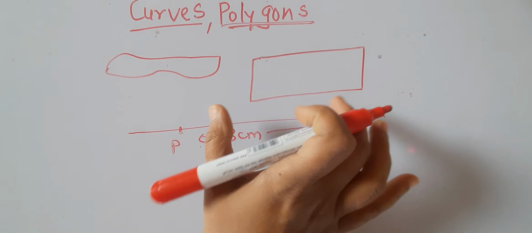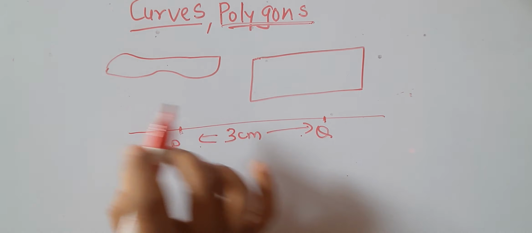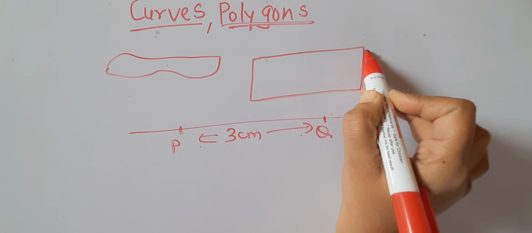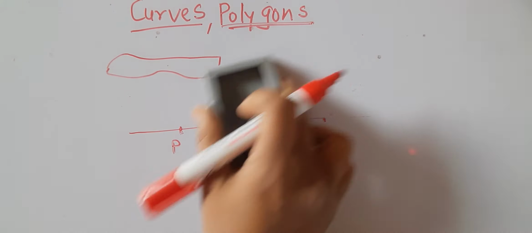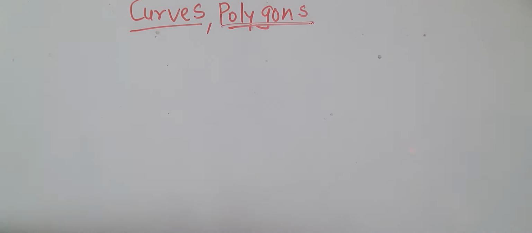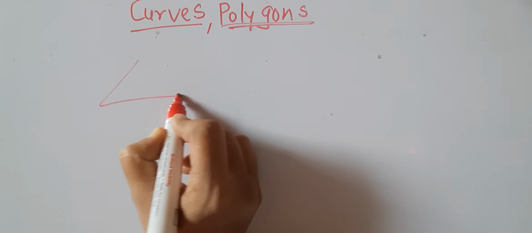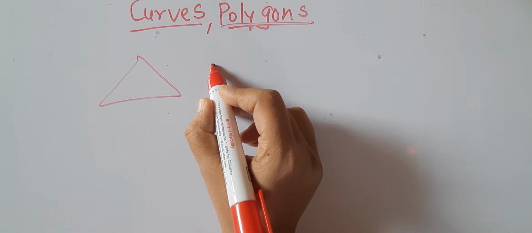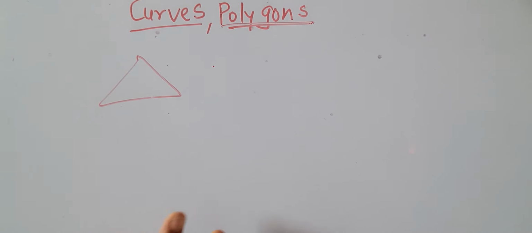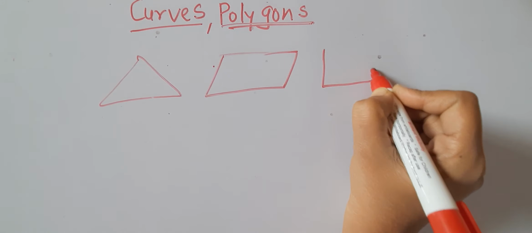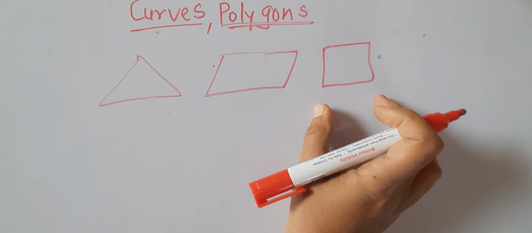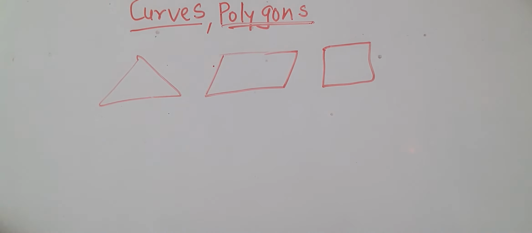So polygons are also simple closed curves. They are closed curves, but they are made up of line segments only. Then they are known as polygons. Different types of polygons are triangles, quadrilaterals, pentagons, and hexagons. These are all polygons because they are made up of fixed-measurement line segments.